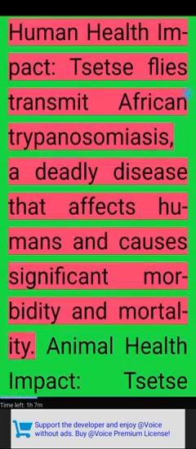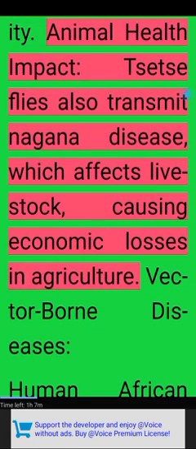Economic importance. Human health impact. Tsetse flies transmit African trypanosomiasis, a deadly disease that affects humans and causes significant morbidity and mortality. Animal health impact. Tsetse flies also transmit Nagana disease, which affects livestock, causing economic losses in agriculture.